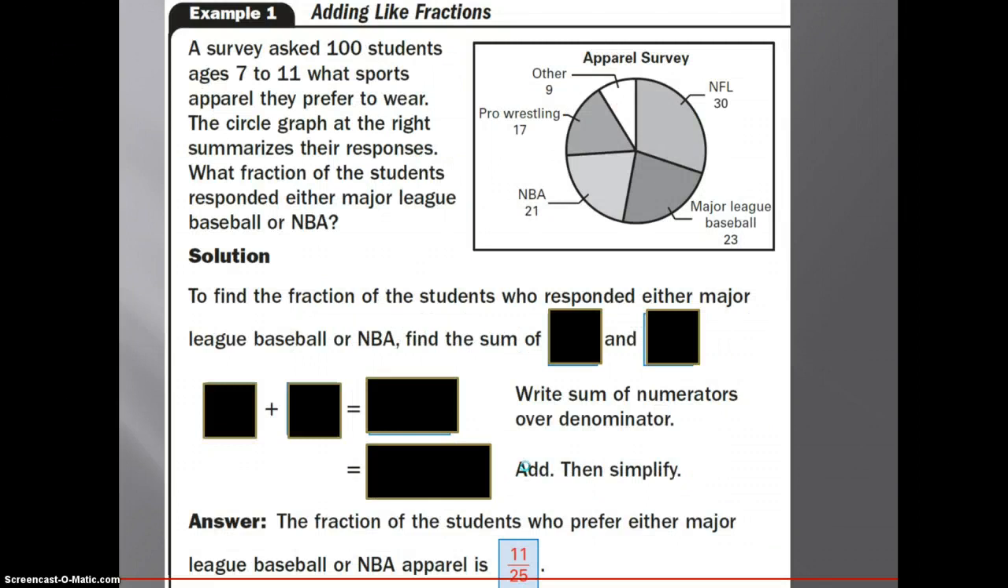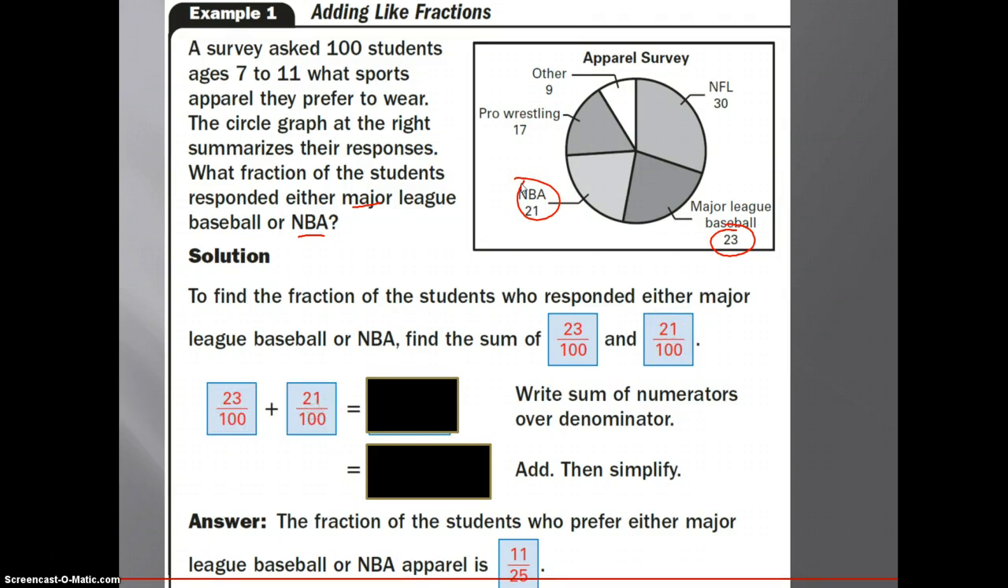In example 1, a survey asked 100 students ages 7 to 11 what sports apparel they prefer to wear. The circle graph at the right summarizes their response. What fraction of the students responded either Major League Baseball or NBA? So what we're going to do is find the sum of Major League Baseball, which is 23 out of 100, and NBA, which is 21 out of 100. And we are going to add those together.